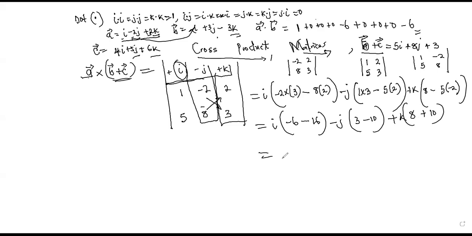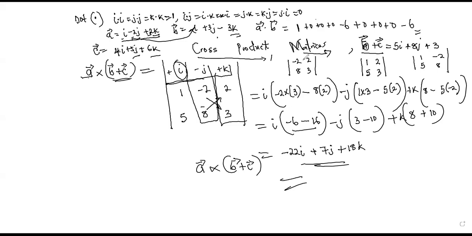So what we're going to be getting here is minus 22i, this and this, minus 22. For the J component, this and this should give us minus 7. So minus 7 multiplied by minus here, we are supposed to get plus 7j. Then what about this? We have plus 18 of K. So this becomes our cross product, right? So this becomes our A cross (B plus C) vector. Good.